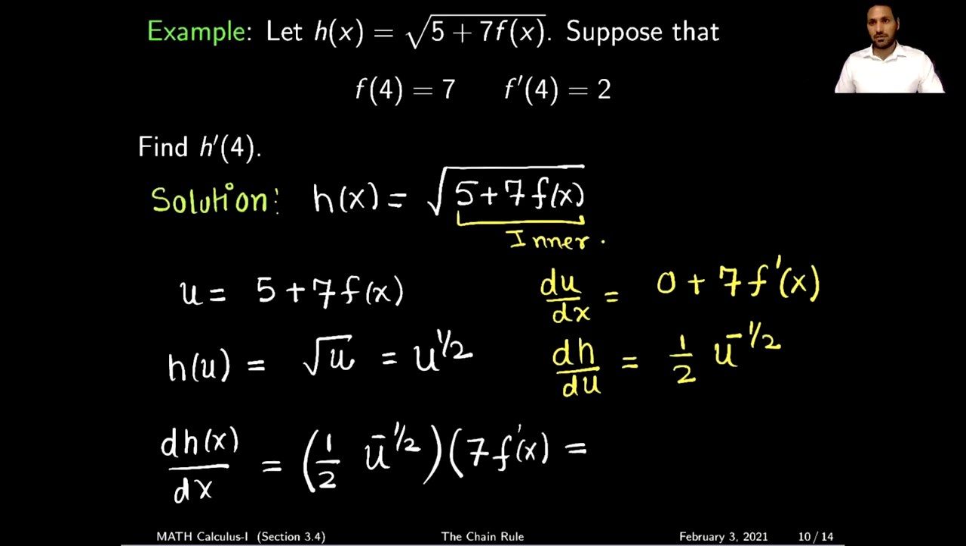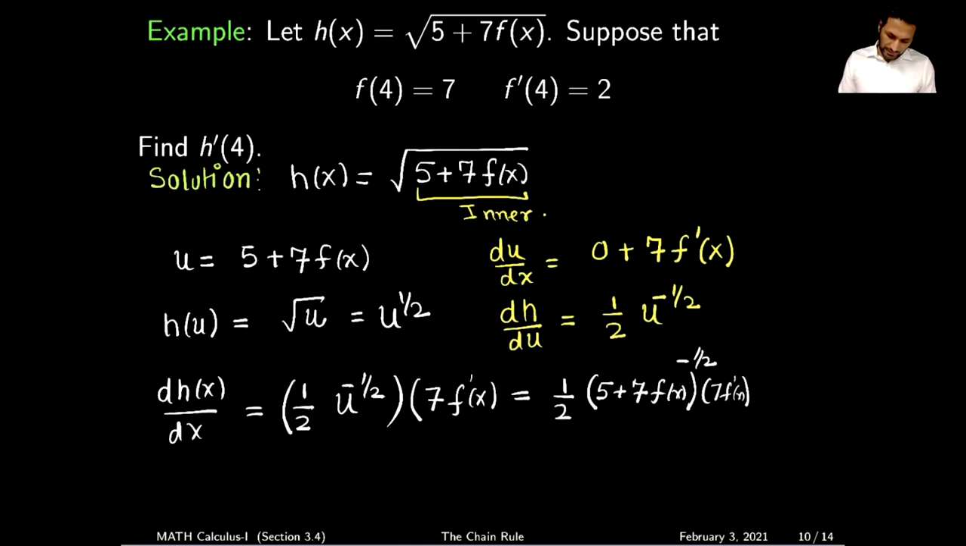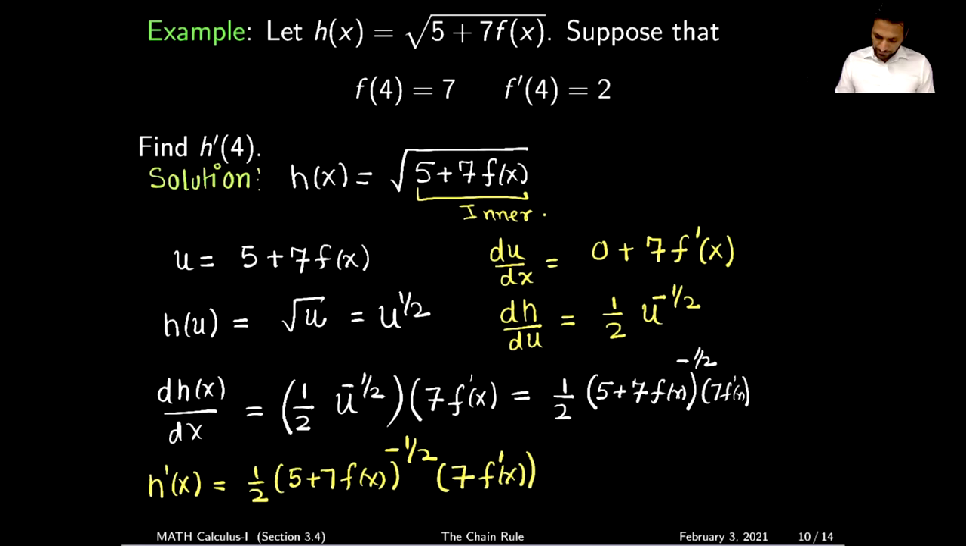Again, I want to have my answer only in the x variable, so I will substitute the value of u back into this derivative. Therefore, the derivative of the function h prime of x is equal to 1/2 times 5 plus 7 f of x, whole raised to power negative 1/2, and it is times 7 times f prime of x.